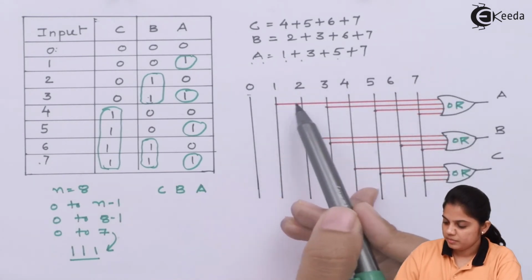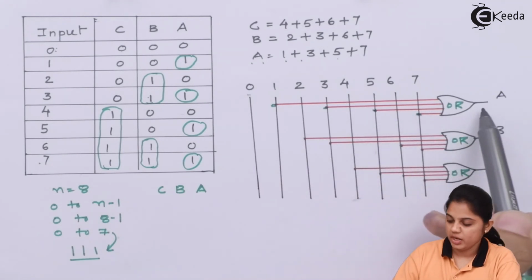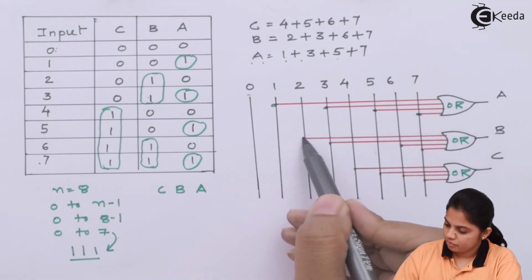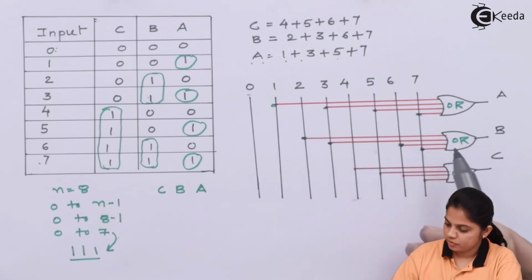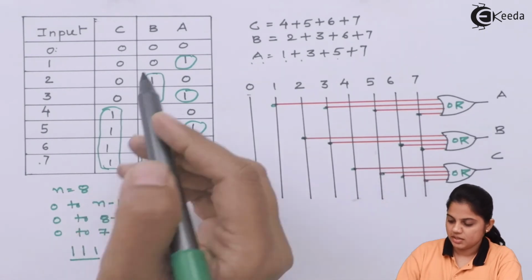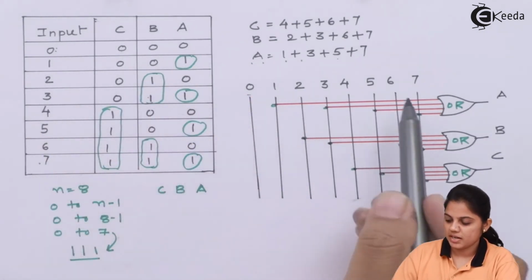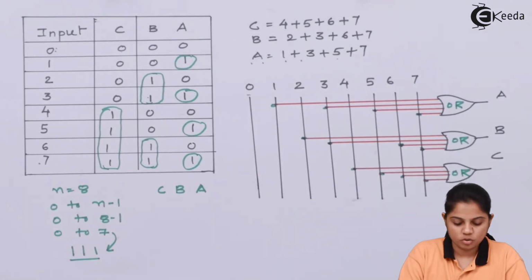So A will be high when the 1, 3, 5 and 7 switches are pressed. So here 1, 3, 5 and 7 should get connected to A. Here we should have for B 2, 3, 6 and 7, and for C we have 4, 5, 6 and 7. That is how the truth table can be utilized to implement the encoder. So these are the different types of encoder.